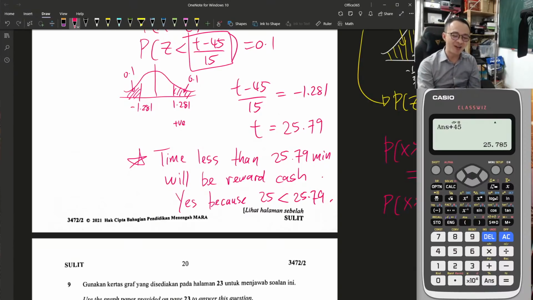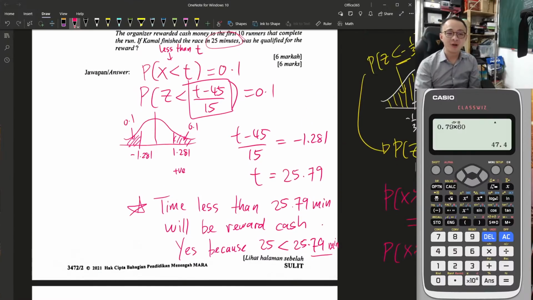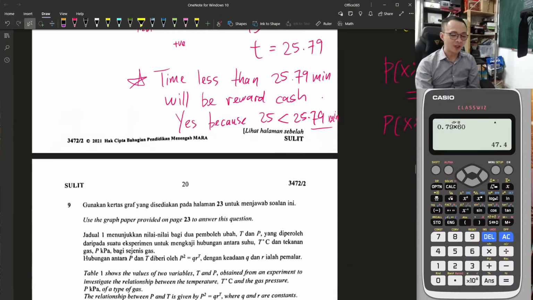This one is 25.79 minutes. This one doesn't mean 79 seconds. 0.79 minutes times 60, this one is literally 47 seconds. So you don't ever assume 0.79 minutes equals 79 seconds. They are not the same at all. Okay, because time can have decimals, I just put 2 decimals over there. I will not round off.